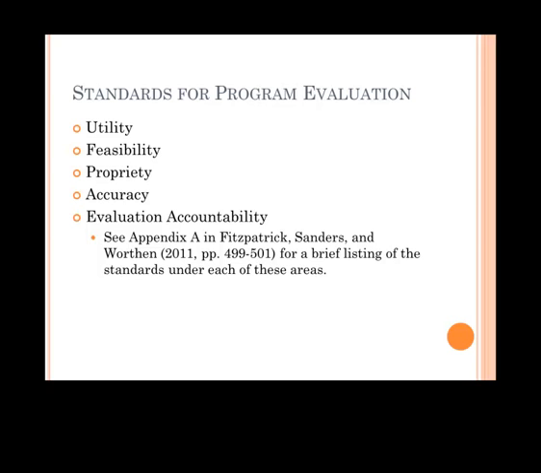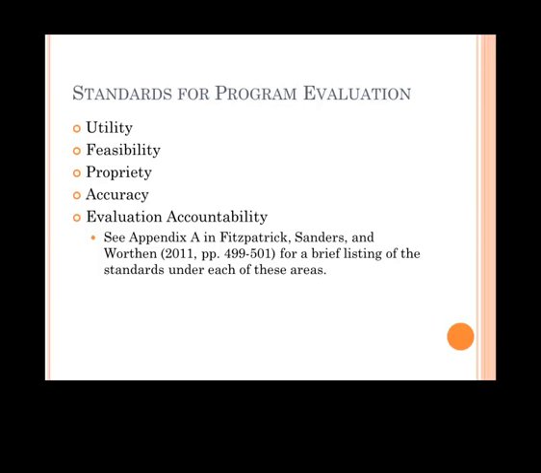Standard 3 is contextual viability. In this case, you're looking at ways that you can balance the cultural and political interests and needs of the individuals and groups. And then the fourth standard for feasibility has to do with effective and efficient use of resources, including finances and time.